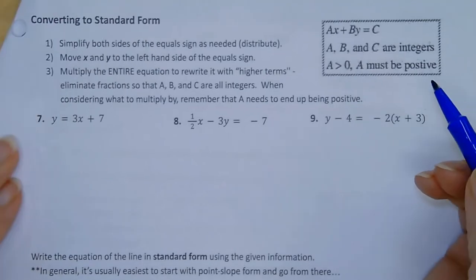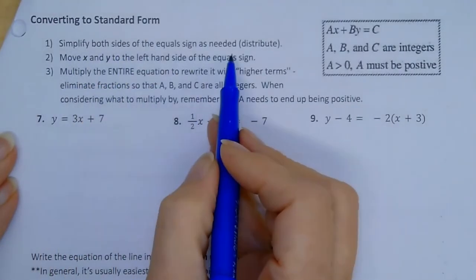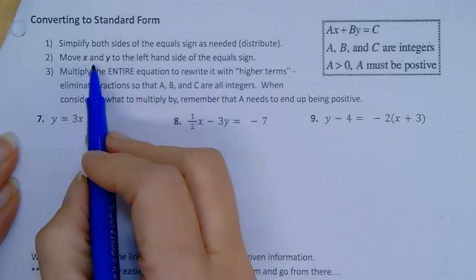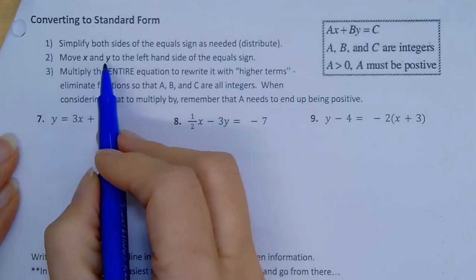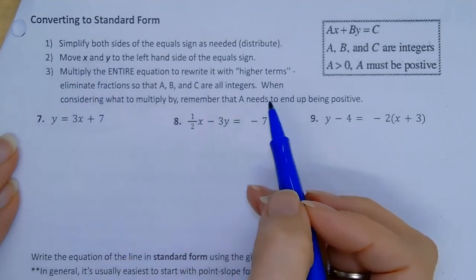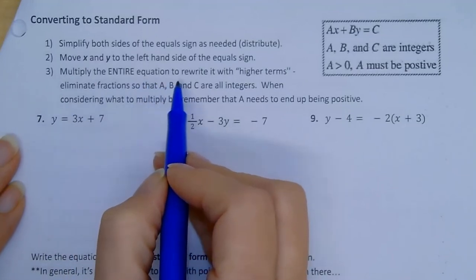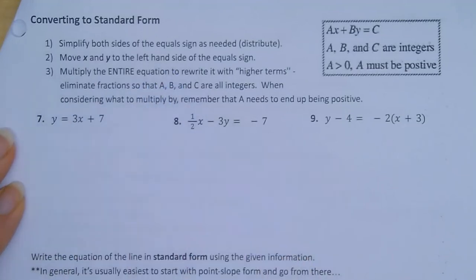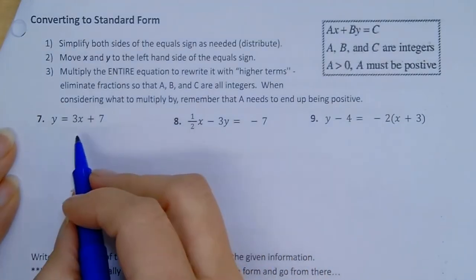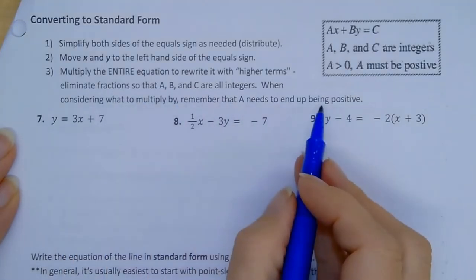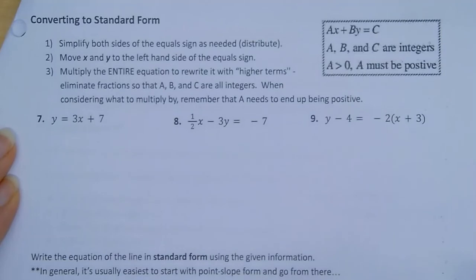All right, so specifically, we're going to simplify both sides of the equation we are given if we need to. And then we want to move x and y, whatever those terms are, to the left-hand side of the equation and multiply the entire equation so that you get rid of any fractions or decimals. Okay? All right, so you also might have to multiply by -1 to make sure that your a value is going to be positive. Just lots of rules to remember.